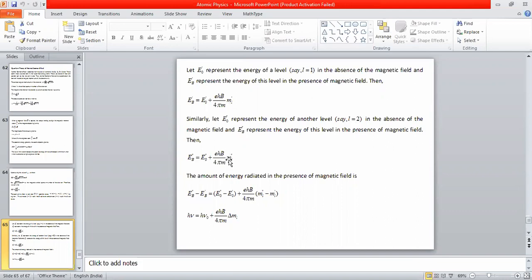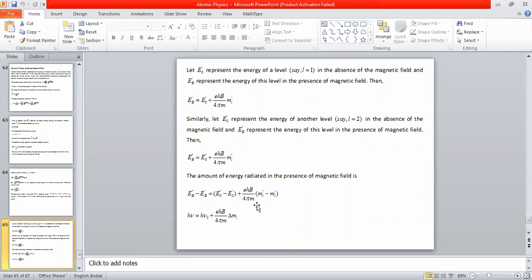Okay, so this is what I think. Now, whenever an electron makes a transition from EB double dash to EB dash after the magnetic field is applied, that excess amount of energy is emitted in the form of radiation as per Bohr's theory. So we can write EB double dash minus EB dash, subtracting these two expressions, must be equal to E naught double dash minus E naught dash.